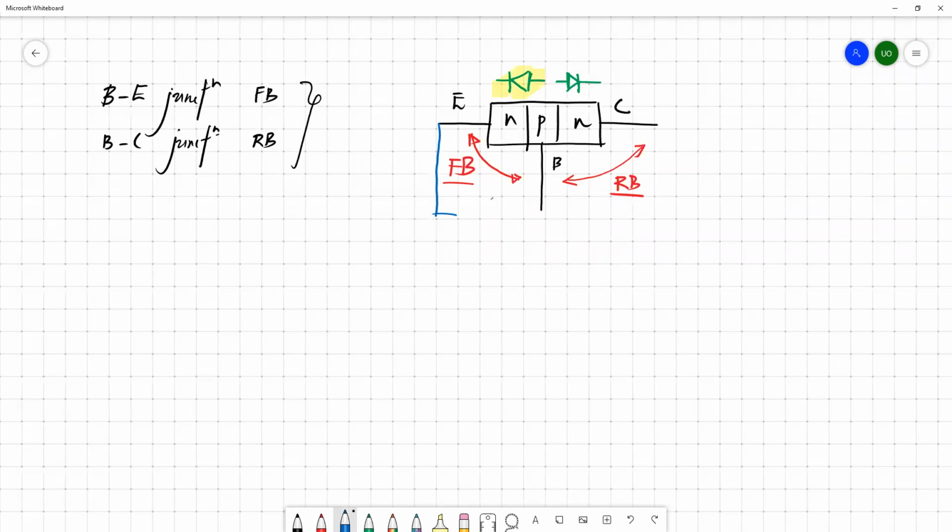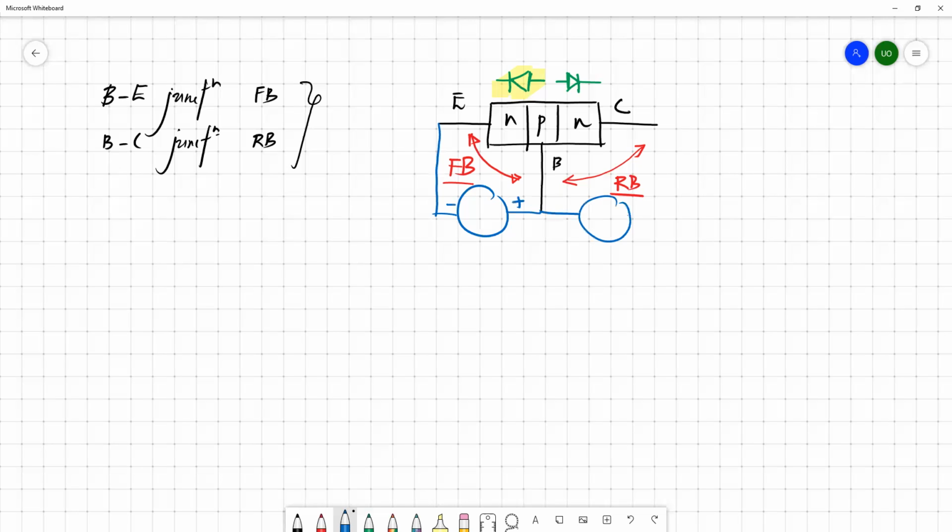How do you maintain this junction to make it forward bias? From the very basics we studied for diodes, this is the P or positive terminal of this diode. If you apply a positive voltage here and a negative voltage here, definitely this diode becomes forward bias. Then ideally this base emitter junction would be forward bias.